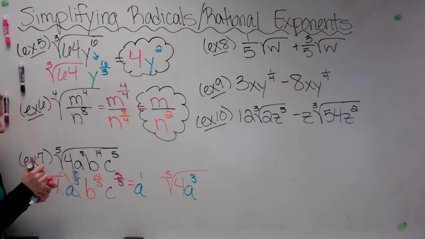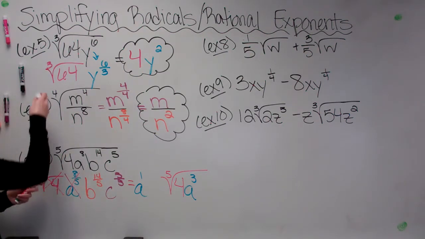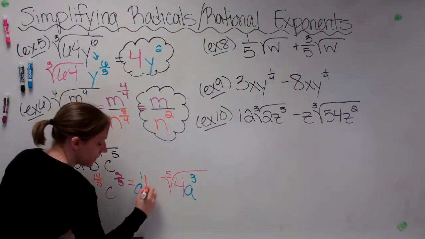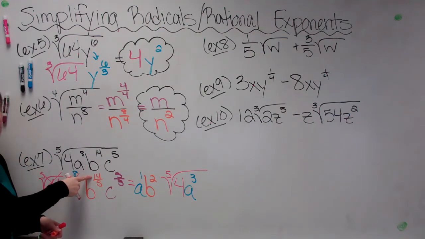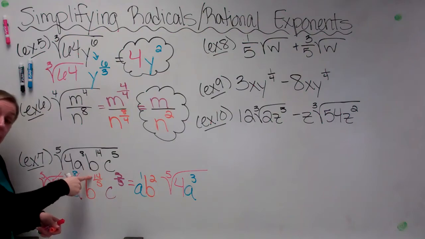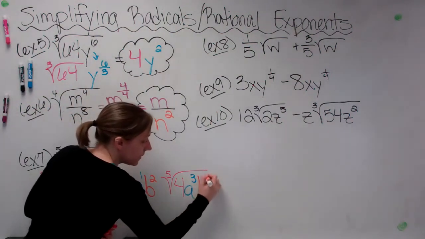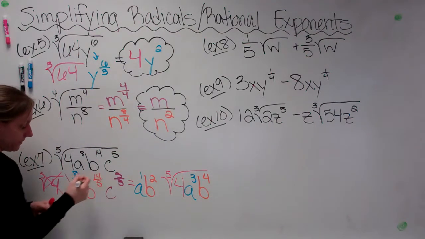Okay, 14 divided by 5. Well, how many times does 5 go into 14 when you divide it? That would be 2 times. So you could pull out a b squared because 5 goes into 14 2 times. The remainder would be a 4. So b to the 4th, those 4 remaining ones would stay there.